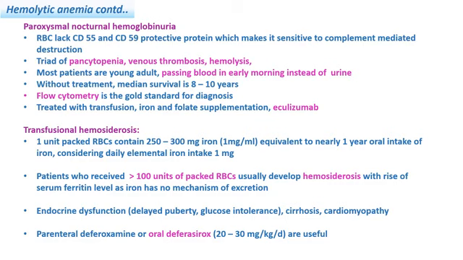Pathology: endocrine dysfunction causing delayed puberty, glucose intolerance, cirrhosis of liver, cardiomyopathy. Treatment or prevention: deferoxamine parenteral or oral deferasirox 20 to 30 mg per kg per day is useful.